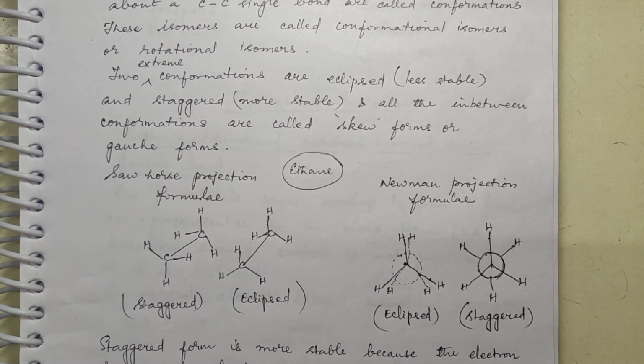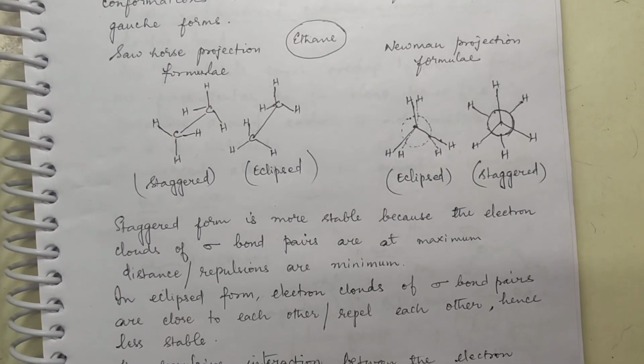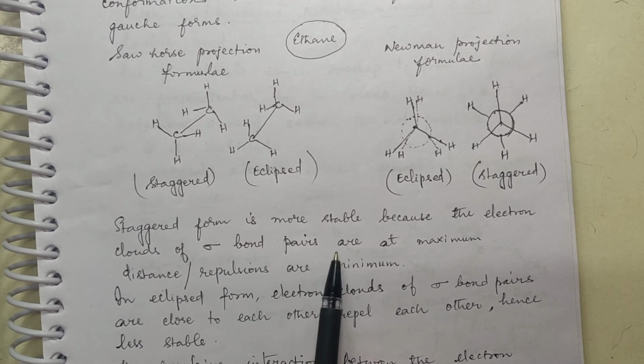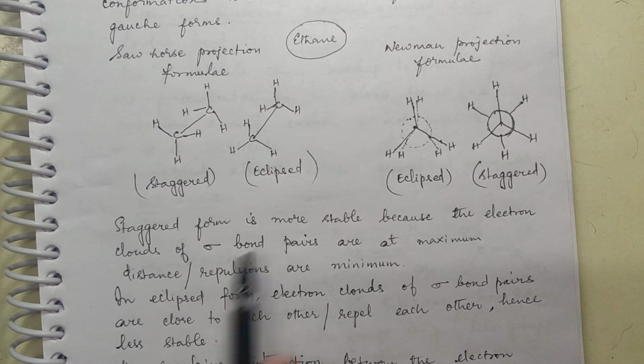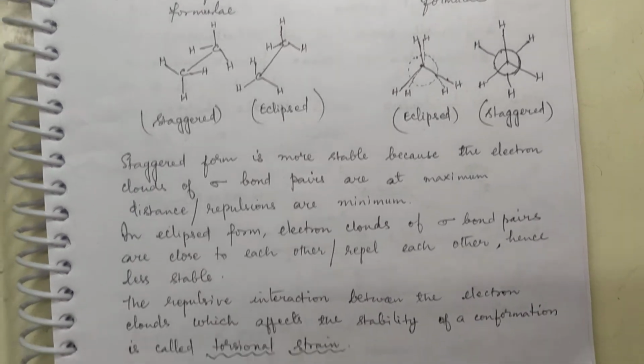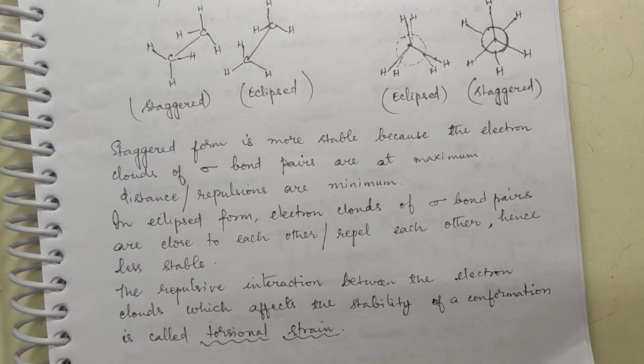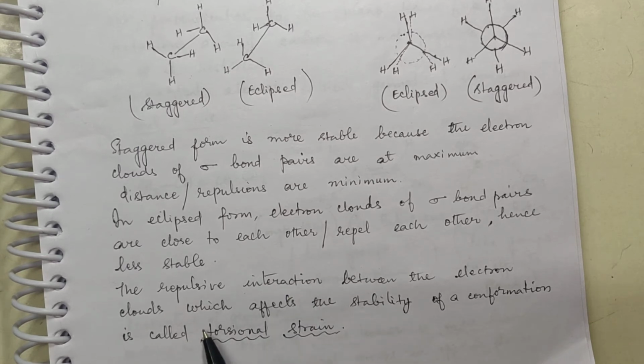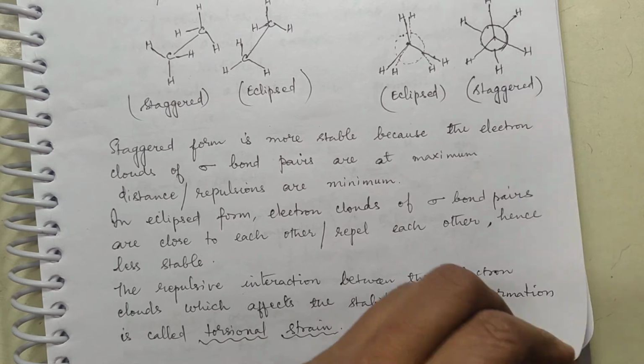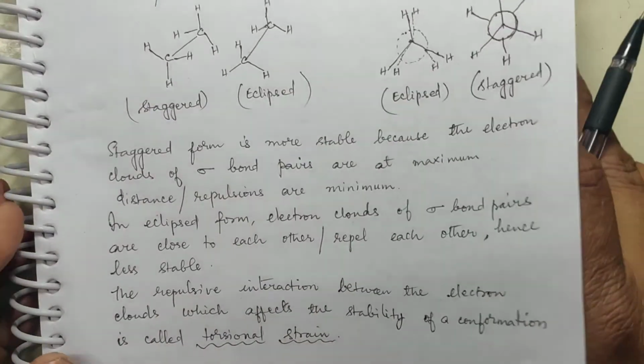Now, why is the staggered form more stable? Because the electron clouds of sigma bond pairs are at maximum distance from each other, so repulsions are minimum. That is why it is more stable. And in the case of eclipsed, the electron clouds are close to each other and they repel each other. That is why they are less stable. Now, the repulsive interaction between the electron clouds, which affects the stability of a conformation, is what is called torsional strain.